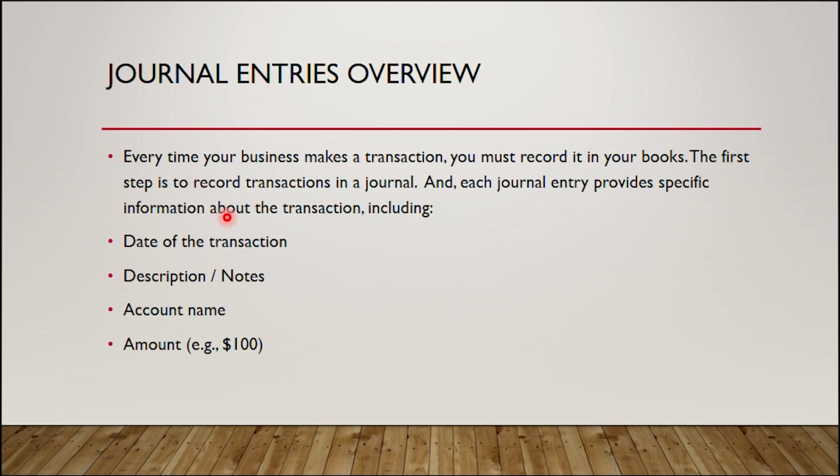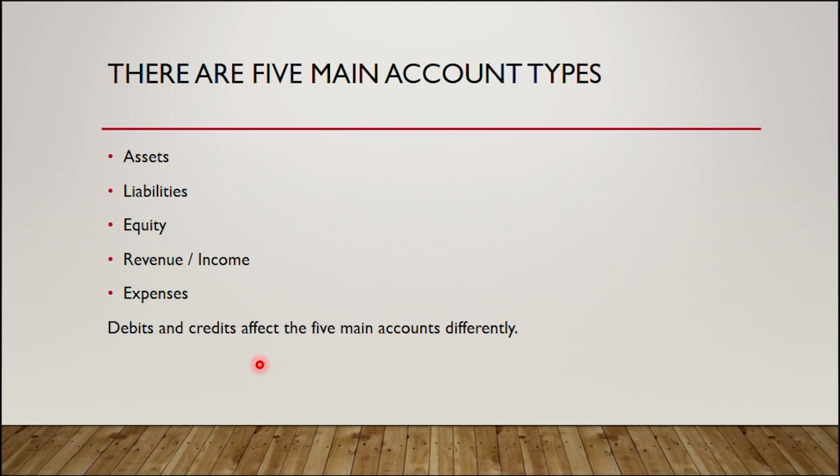So what information does it give? It gives us the date of the transaction, description or notes of the transaction, account name and amount involved. Now there are 5 kinds of accounts. It becomes important here to mention this because every account is impacted differently by every transaction. Assets, liabilities, equity, revenue and expenses. These are the 5 types of accounts that we deal with. You all know what assets are. Assets are the resources that a company has.